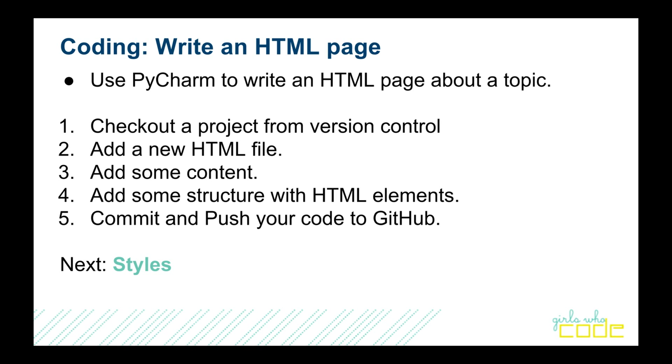In this video, we're going to walk through how to create an HTML page using PyCharm. We'll start by checking out a project from version control, adding a new HTML file, putting some content in, and then layering on some structure using HTML elements, that's hypertext markup language. Finally, we'll commit our code and push it back up to GitHub.